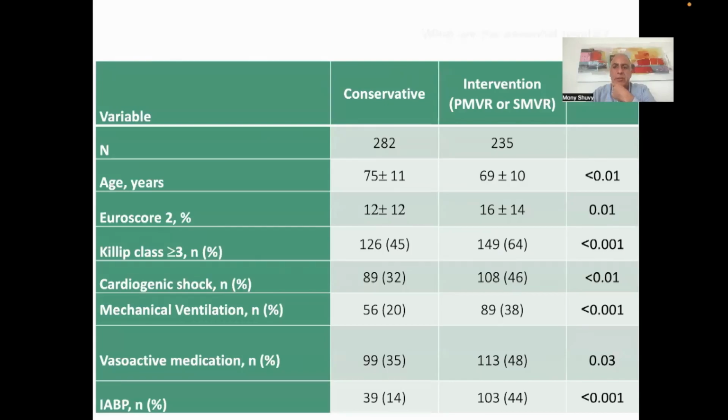This is the patient characteristics. We can see the patients are not very old. You can see that most of them came in NYHA class 3 and more. Half of them were in cardiogenic shock. Many of them required inotropes, and many of them had intra-aortic balloon pump.